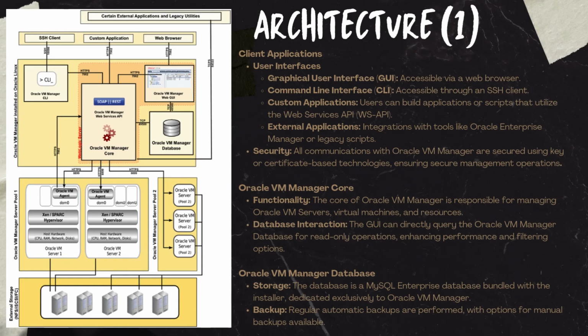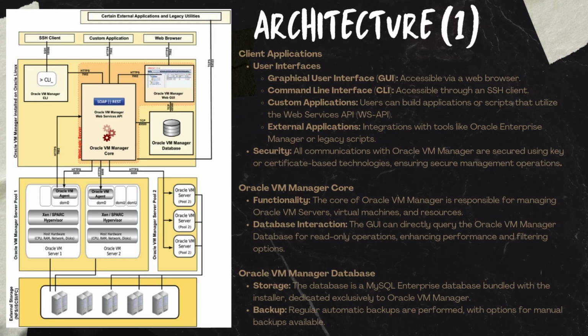For the architecture, shown in the picture on the left, the client application consists of user interface and security. The user interface has a graphical user interface, accessible via web browser, providing an intuitive way to manage resources visually. The command line interface, accessible through an SSH client, allows for script-based management and command execution. And custom applications: users can build applications or scripts that utilize the web service API for tailored management solutions. Also external application integration with tools like Oracle Enterprise Manager or legacy scripts.